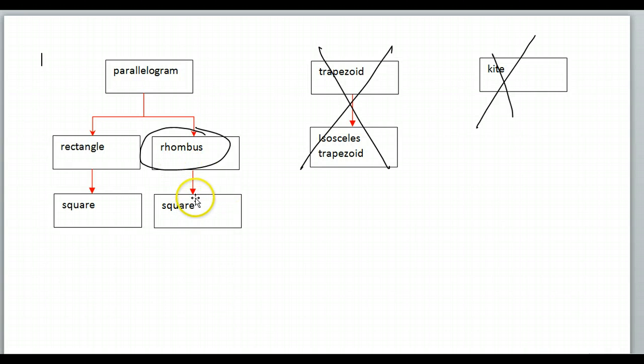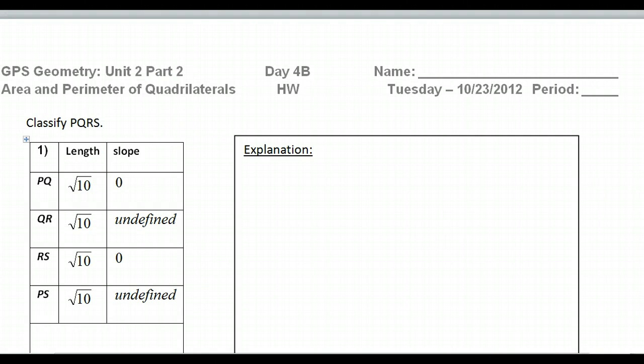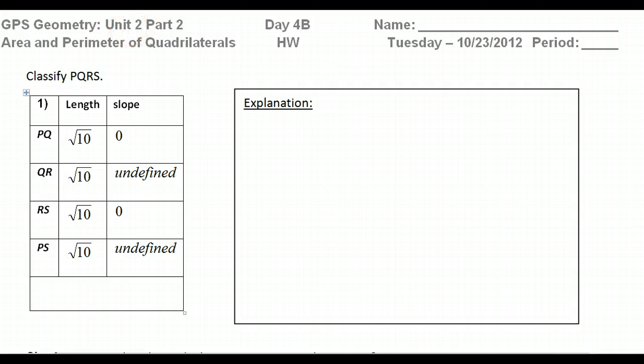But then the next question is, is it a square? And that's where I lose a lot of kids. Sometimes you guys will just write down rhombus and call it a day. But we have to go further than that. The thing is, this is going to turn out to be a square, not just a rhombus.